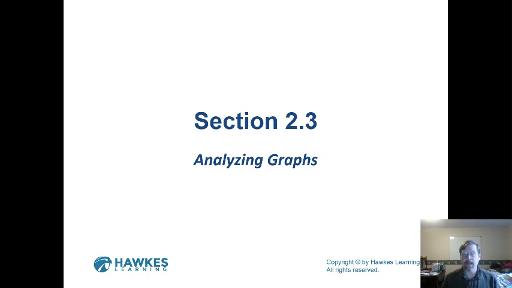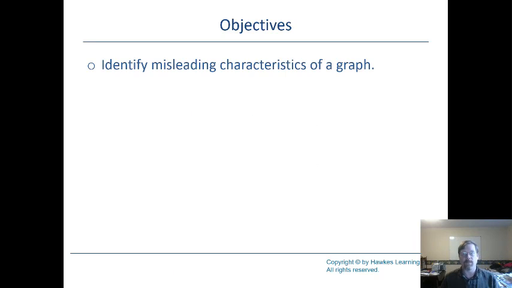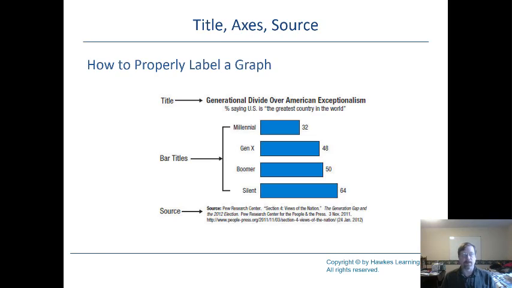We'll talk today about analyzing graphs, and we want to spend a little bit of time especially on identifying misleading characteristics of a graph. So let's talk first off about how to properly label a graph. It should have a title, something meaningful and understandable that tells you what the graph is about.